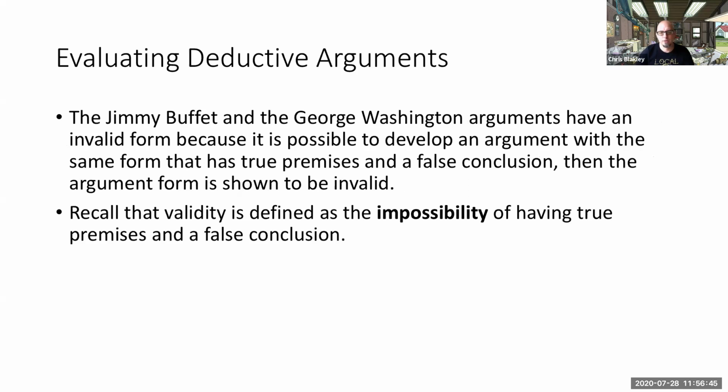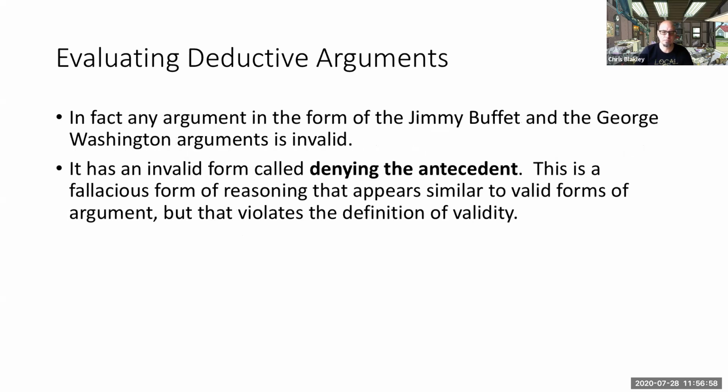So notice that those two arguments have the same exact structure, but I was able to come up with an instance of that structure that had true premises and a false conclusion. That means the original argument is invalid. In other words, what that's showing is that even if the premises are true in that original structure, they don't guarantee necessarily the truth of the conclusion. That argument form is actually an invalid form called denying the antecedent. It's one of our formal fallacies. And so I'll come back to fallacies here in a minute. What you need to know is that fallacies are bad arguments.